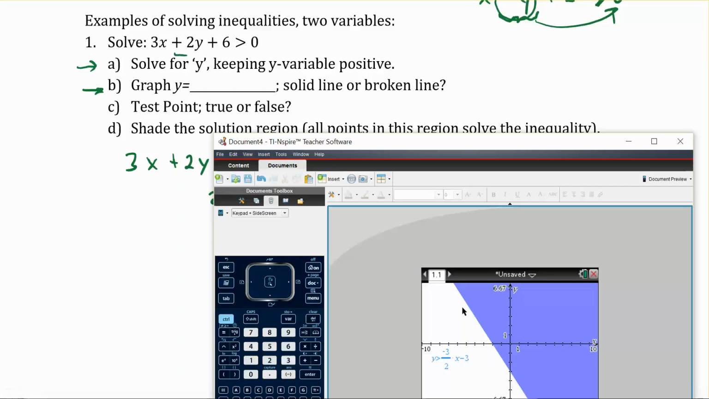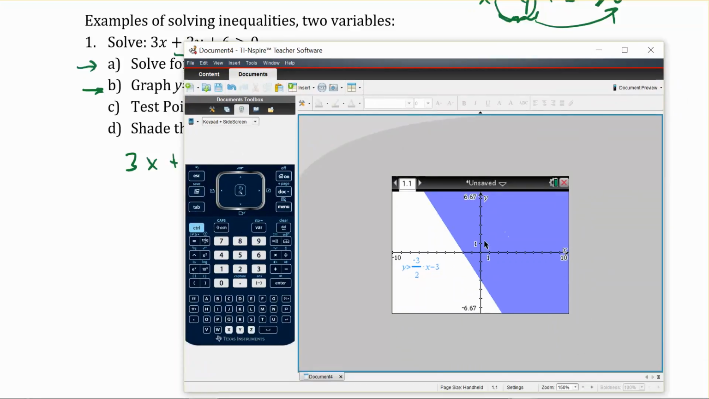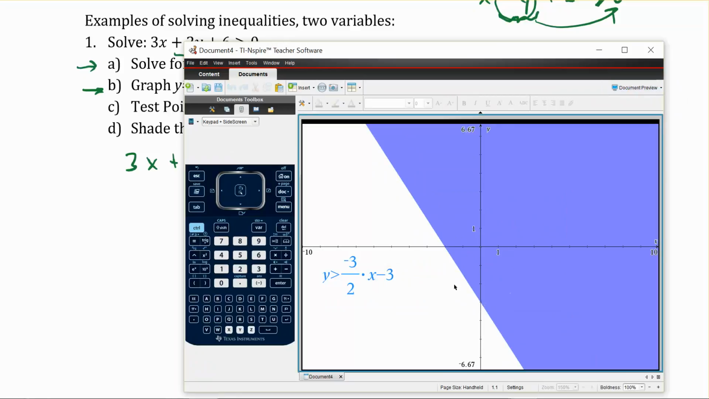So go back to our graph. This is what's happening. When you come up with this equation that we just came up with, we're saying that y is everything to the right. All this blue shaded area is what y is equal to.